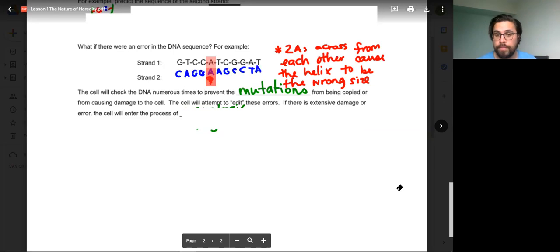Now, each cell has to copy itself in order for that to happen. And in order for it to copy itself, it has to copy its DNA. And in order to copy its DNA, it goes through 46 chromosomes, makes a complete copy of each of them. Hundreds of millions, if not billions of DNA nucleotides need to be perfectly copied in order for that cell to replicate. Once in a while, a mutation will happen.